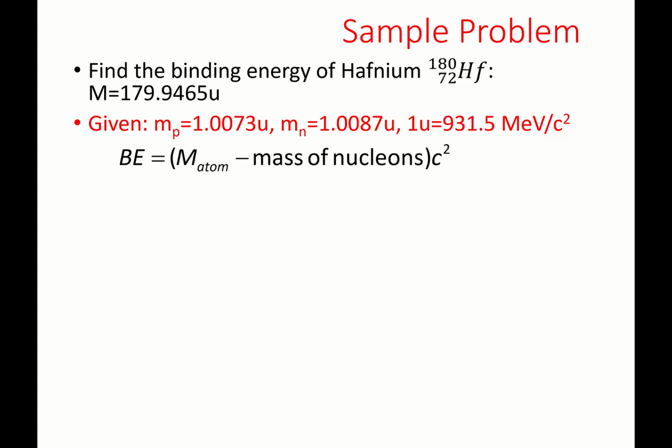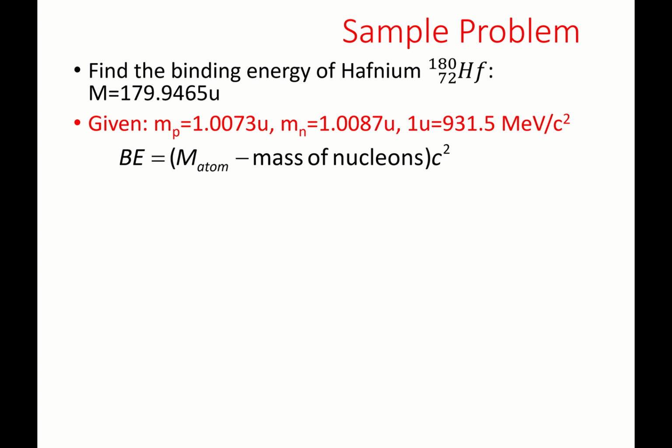So let's do a sample calculation. Let's find the binding energy for hafnium. So this is a hafnium isotope that has 180 nucleons. Hafnium has 72 protons. And we're told that the mass of the nucleus is 179.9465 U. When you do these calculations, it's important never to round off the U's because they're very, very small differences in the end. And if you round off before you put the numbers in, you're going to get the wrong answer.